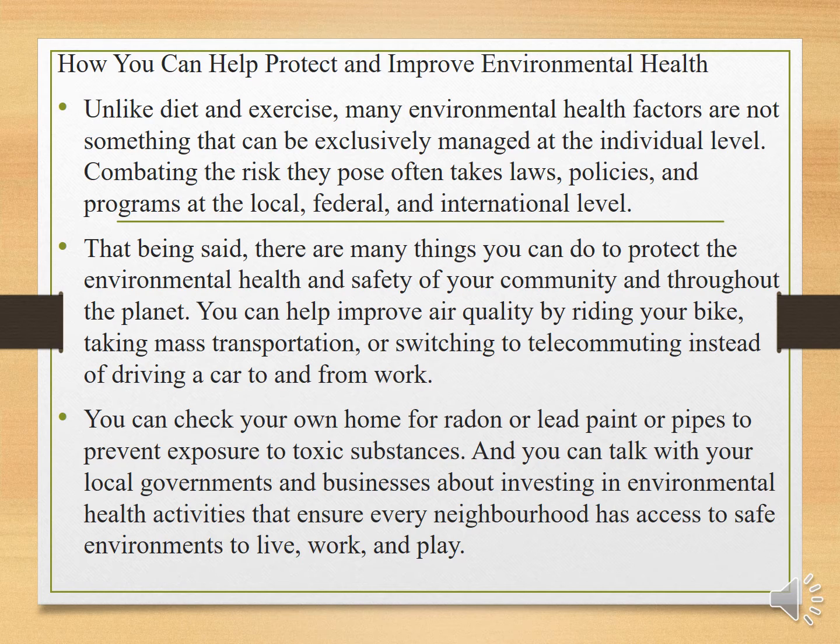and throughout the planet. You can help improve air quality by riding your bike, taking mass transportation, or switching to telecommuting instead of driving a car to and from work. You can check your own home for radon or lead paints or pipes to prevent exposure to toxic substances. And you can talk with your local governments and businesses about investing in environmental health activities that ensure every neighborhood has access to safe environments to live, work, and play.